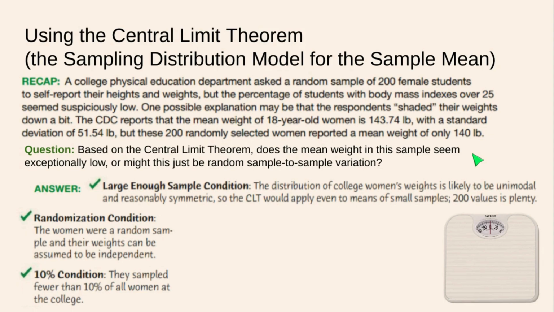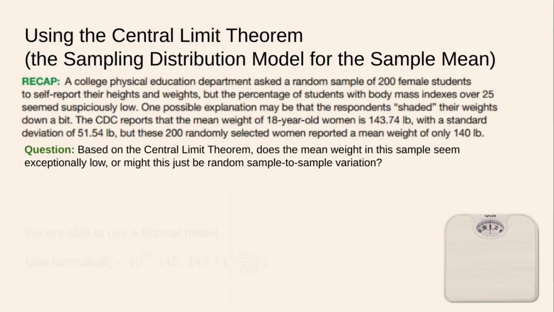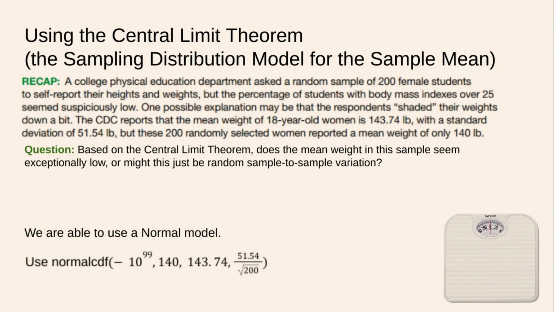So, we need to check to make sure our conditions hold, and it looks like they do. Let's look at the large enough sample condition. The distribution of college women's weights is likely to be unimodal and reasonably symmetric. CLT would work even for small samples. 200 values is way more than plenty. Honestly, you could get away with less than 30 here, so 200, that's awesome. Randomization: the women were randomly sampled, and their weights can be assumed to be independent. And the 10% condition: fewer than 10% of all women at the college were sampled. That is also a safe assumption. So, now what do we have to do? We're able to use a normal model by the central limit theorem.